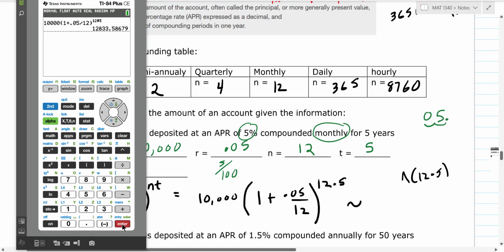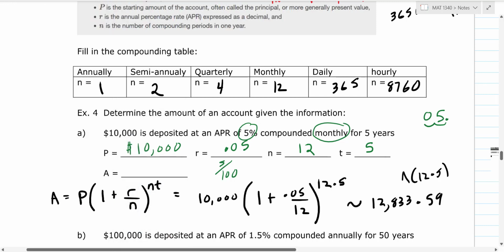So there's what we get. We're talking about money, so we're just going to round this off to 2 decimals. So the 586 will go to 59. Okay, so that's how that goes in your calculator. So the 10,000 has grown to $12,833 after 5 years. Okay, so you can just write down what that answer is, and that's how you do that. So all I'm trying to do in this section is just get you comfortable with how to use the compound interest formula.